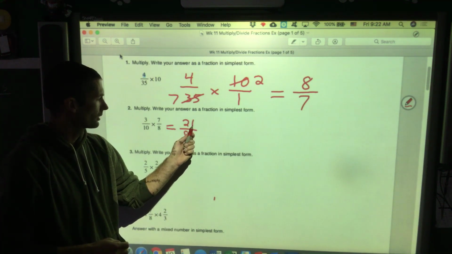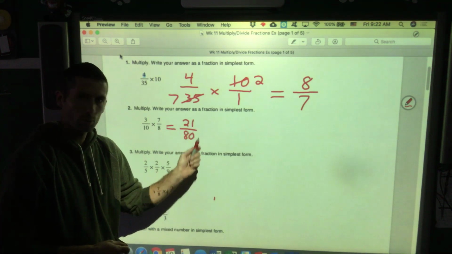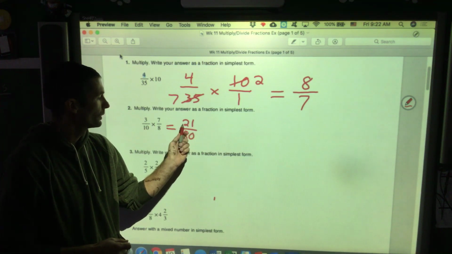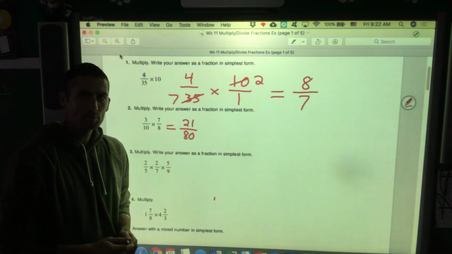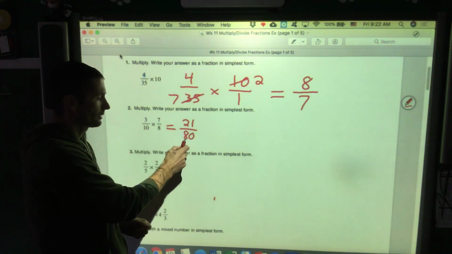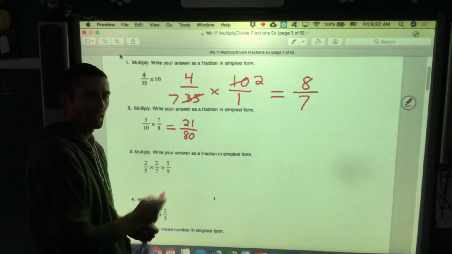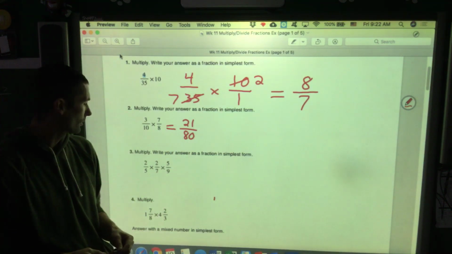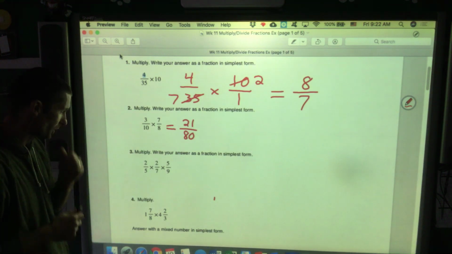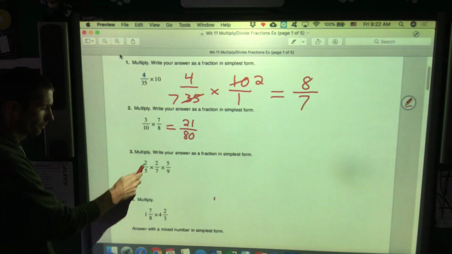We can check. They're not even, so we can't divide by 2, 4, 6, 8. We could divide this by 3, but 80 cannot be divided by 3. We know that because of the divisibility rule: 8 plus 0 is 8, and 8 is not divisible by 3.